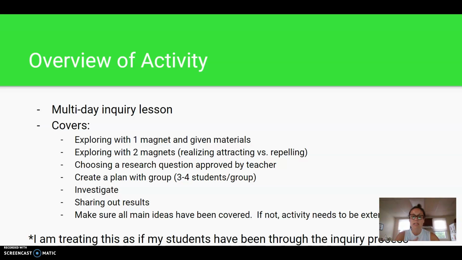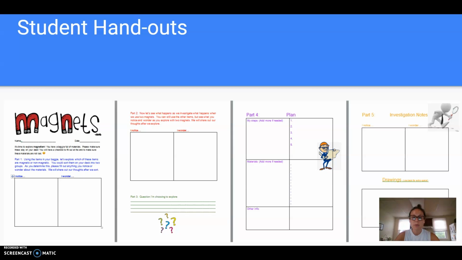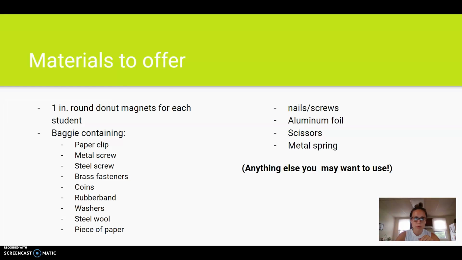But again, I'm treating this as if my students have been through the inquiry process and are pretty comfortable with that process. These are examples of the student handouts that I would use. I'm going to keep going because I have those posted on my discussion board. So the materials, I'm not going to read through these, and this is not an exhaustive list, but you just want to make sure that some of the materials would be magnetic while others would not be magnetic.